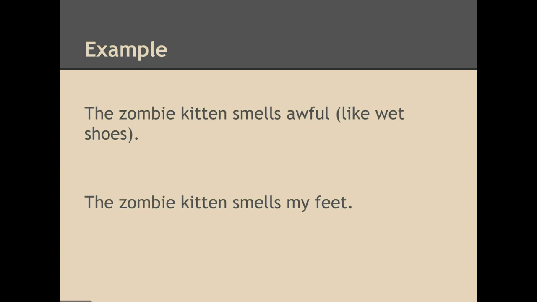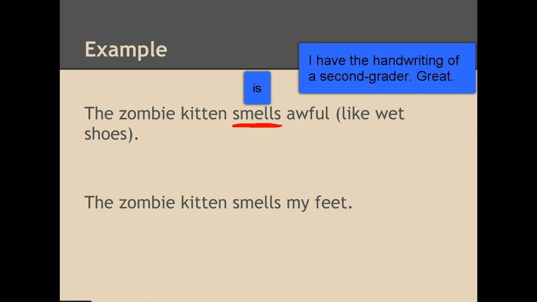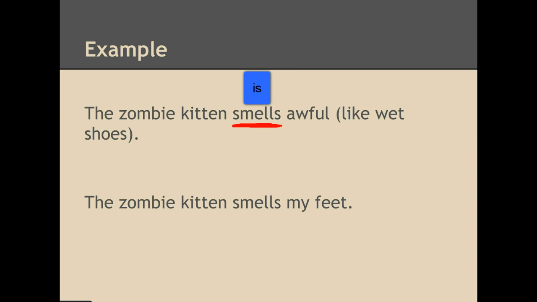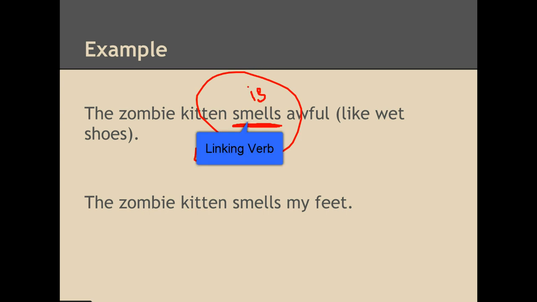For example, the zombie kitten smells awful. If I can take this word right here and replace it with any form of to be, then it is a linking verb. For example, I can take this word and replace it with the word is. The zombie kitten is awful. This tells me that this is a linking verb.